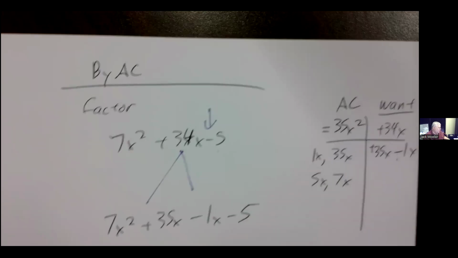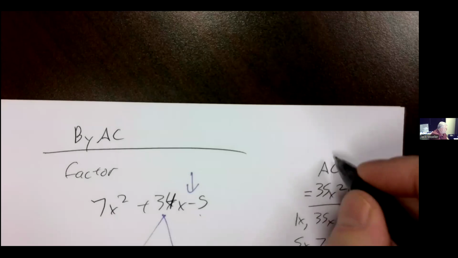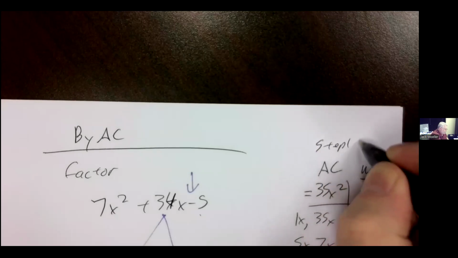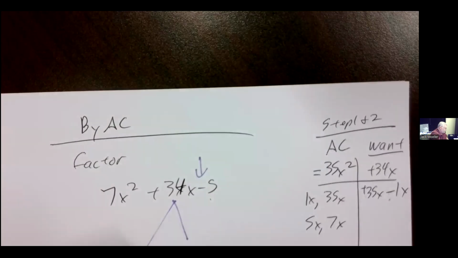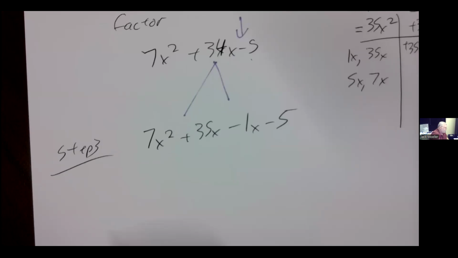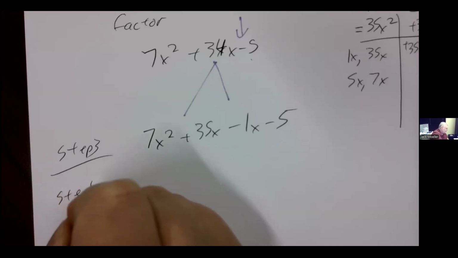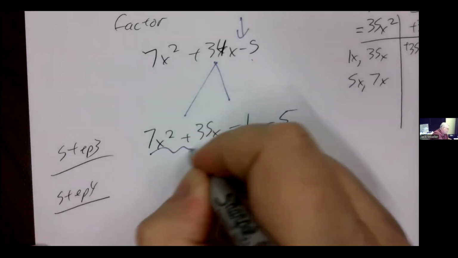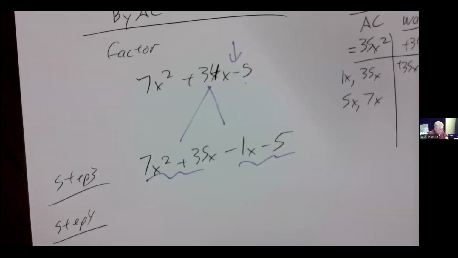Okay. This is all step 1 and 2. So rewriting this is step 3. So step 4 is now do factor by grouping. So how do we do factor by grouping? Hopefully you've watched the first part of this factoring video.